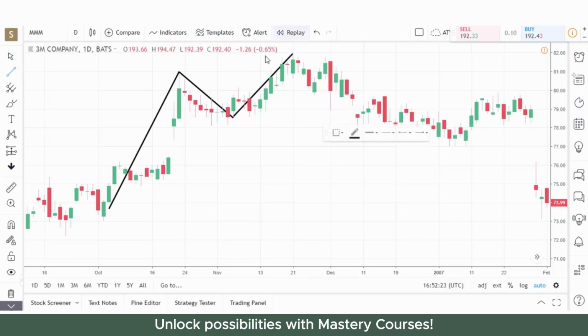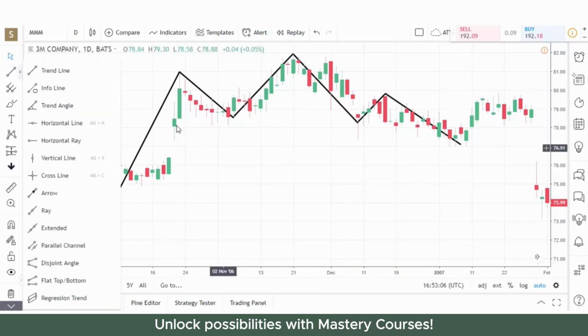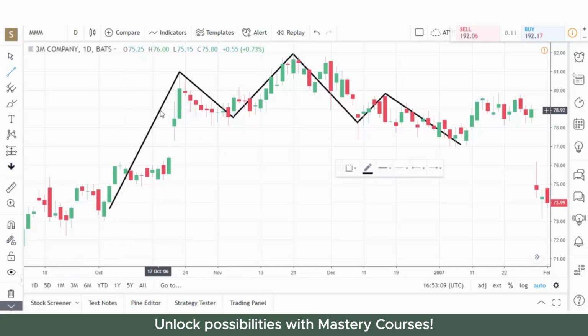The stock pulls back again to this level, attempts to rise at our second shoulder. It doesn't get quite as high as the first shoulder. And then the stock moves down. Now in this case, the stock breaks the neckline, which is here.